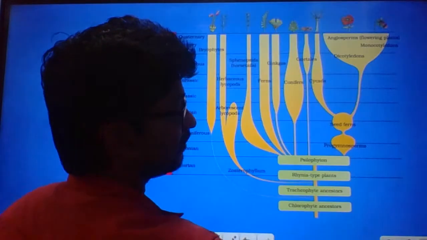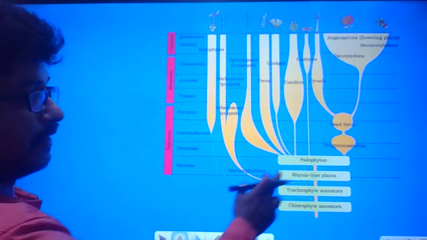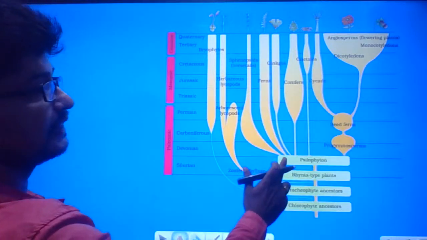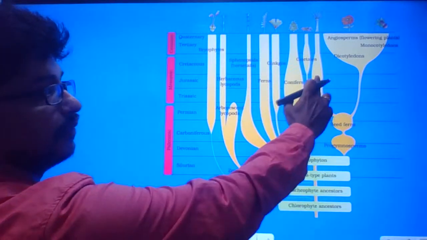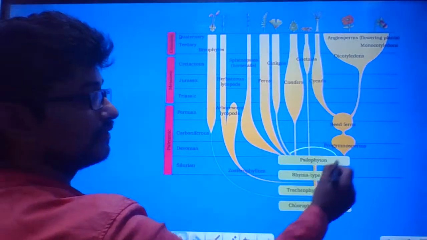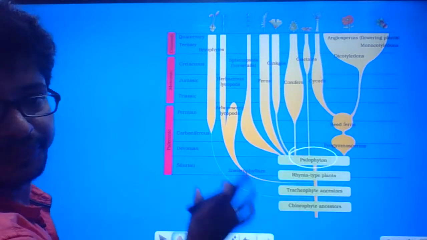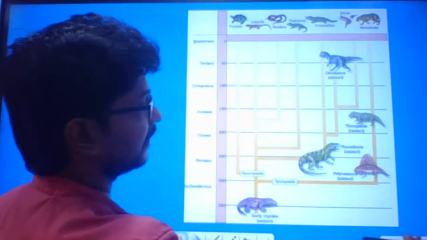Hey guys, this is also very important. I forgot to show this one. This is already there in the textbook. The Psilophyton area, because sometimes you get questions asking which is a common ancestor for ferns, for conifers, for cycads. So this is already there in your NCERT textbook. Please go through this diagram. Just one segment they'll ask. So this area you should be very careful.